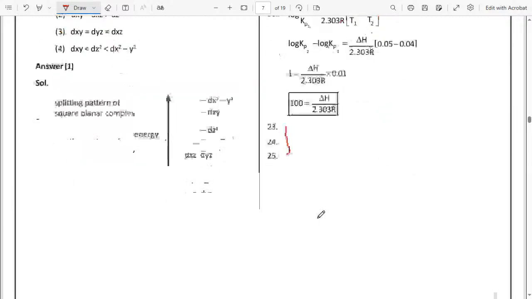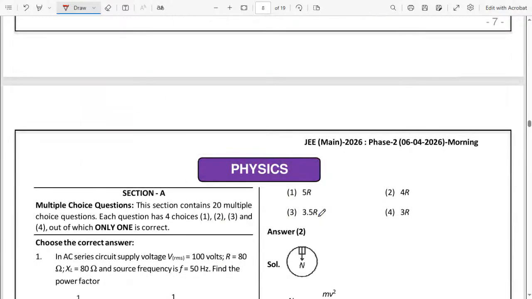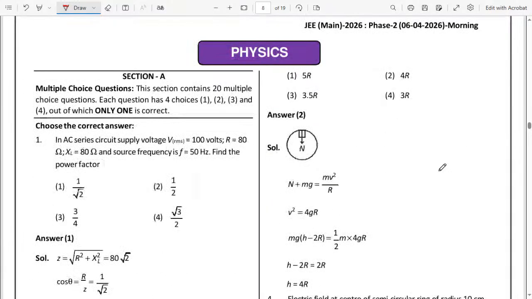Let us see next question paper of JEE Mains 2026, April 6th morning session paper, that is physics. Yes students, section A. As usual, section A contains 20 multiple choice questions, and these multiple choice questions will have options of 1, 2, 3 and 4, out of which only one option is going to be correct answer, and if you choose the correct answer, you are going to get plus 4 marks.